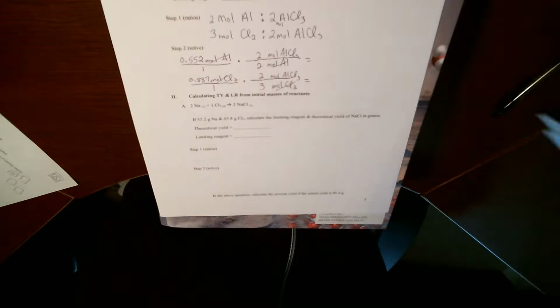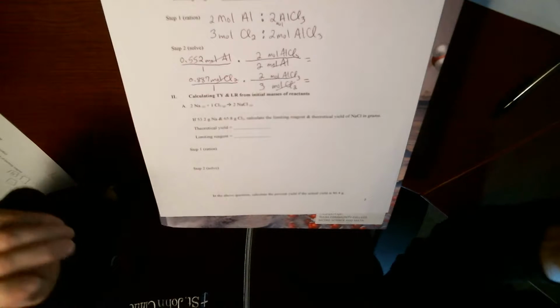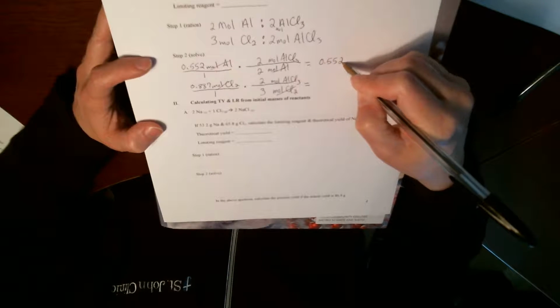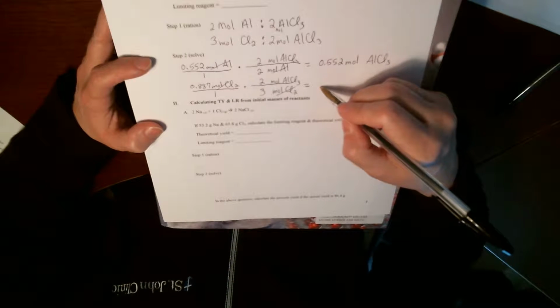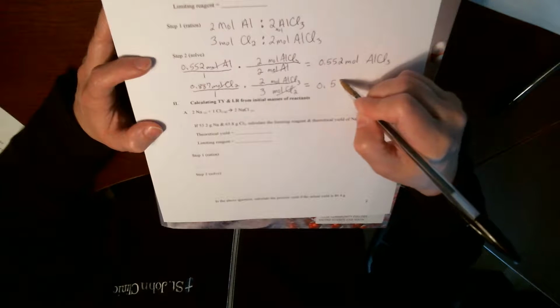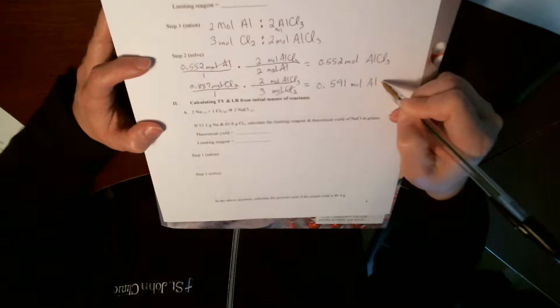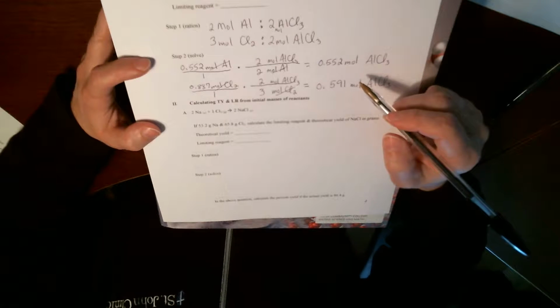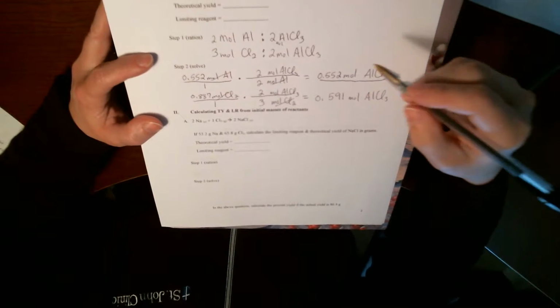Let's see, I have already worked these out. So when you do the math, and again, you could pause and actually do the math and then compare. But I got 0.552 moles of aluminum chloride. And for this one, I got 0.591 moles of aluminum chloride. So again, to find the theoretical yield, the theoretical yield is the smaller of the two. So 0.55 is smaller than 0.59. So this is our theoretical yield.